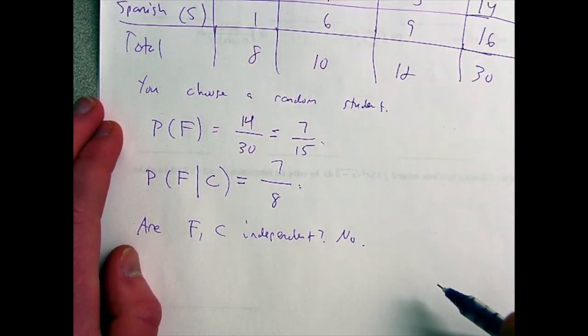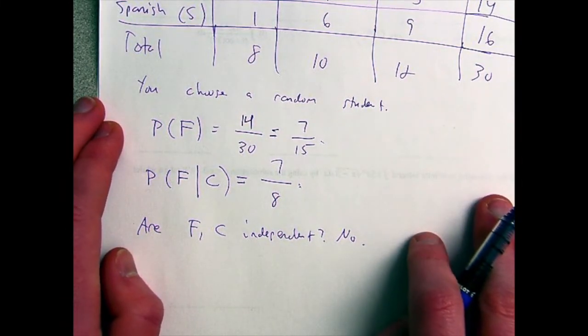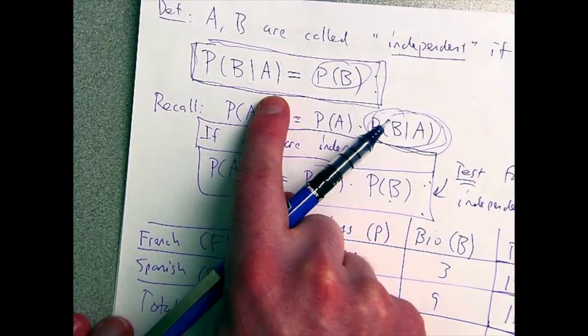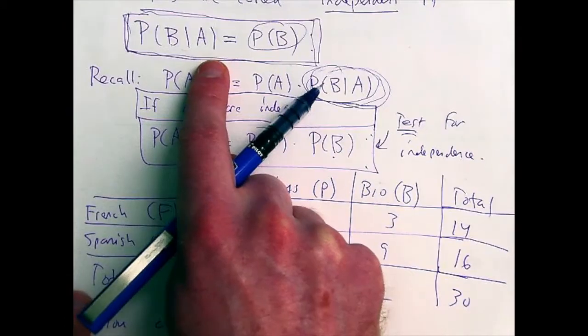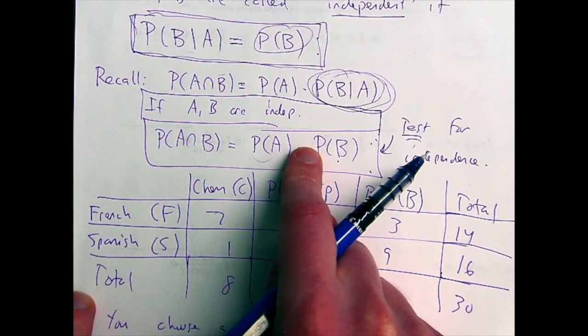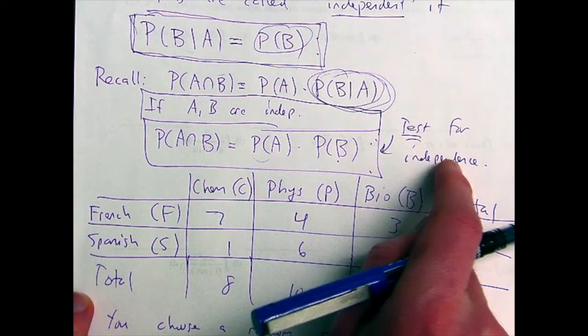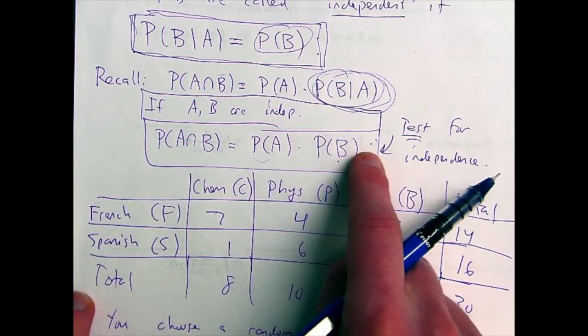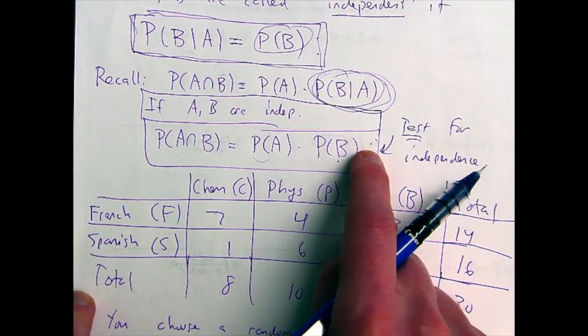So the answer is no. Now let's try and answer the same question again. Here, what I did was I appealed to the definition of independence. But, as I said, I gave you this other formula, which is an alternative formula for testing independence. We usually call that the test for independence. We could have used this formula as well to answer that question. And in fact, let's do it that way.